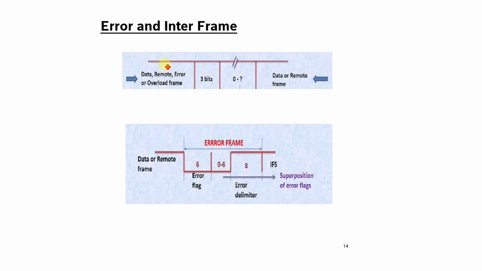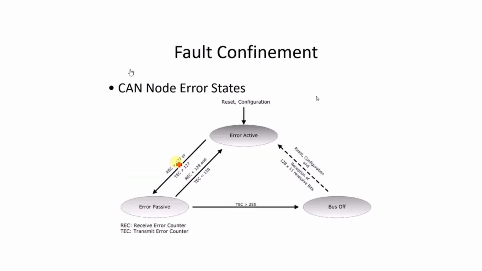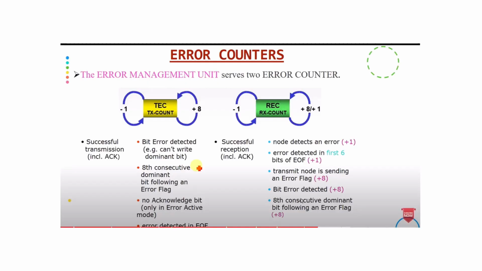These are error and interframes. Interframe is just a frame space between two frames. This is basically an error frame. There are two types of error frame, one is passive and active. So you might be having a question like what is passive and what is active, right? Error active and error passive is decided based on these REC and TEC counts. There are specific criteria which decides whether it remains in error active or in error passive. And this count is incremented and decremented based on some errors, based on some particular criteria as per listed here.